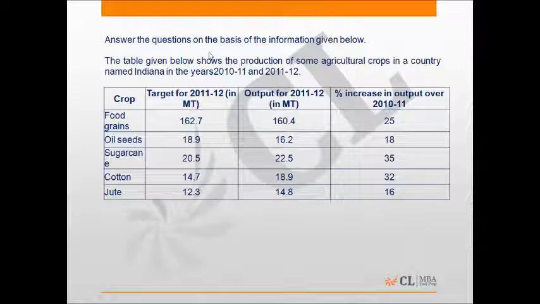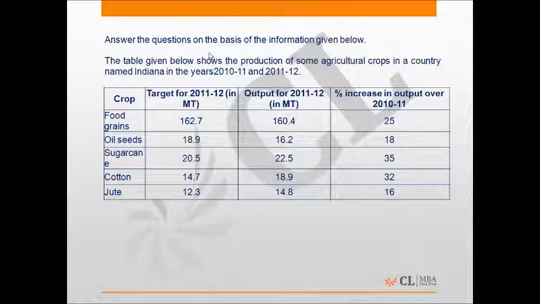Now I see that this question can be done just by looking at the options. Just see, food grains target was 162.7, output was 160. That means a decrease of 2 million ton. On a percentage basis, I would see that it is very less, approximately 1.2%. For oil seeds, the target was 18.9 and the output was 16.2. That means a reduction of 2.7 million ton. 2.7 of 18.9 is approximately 15%. So this is much higher than food grains.